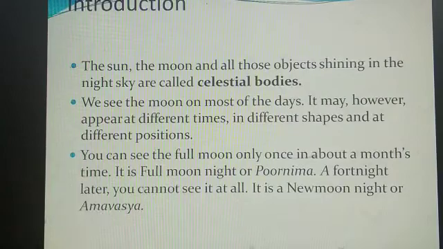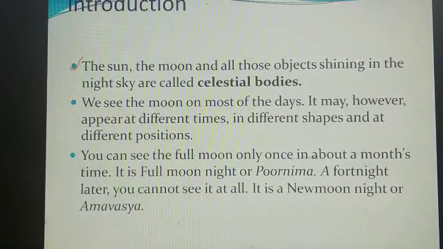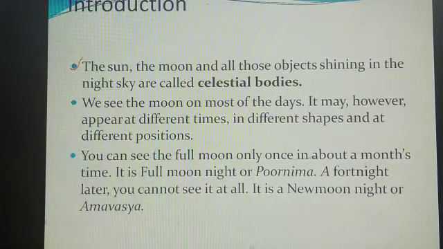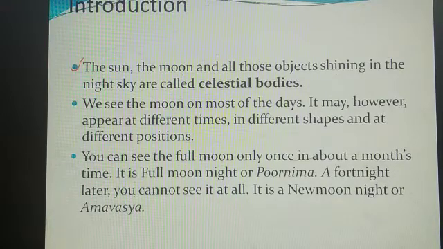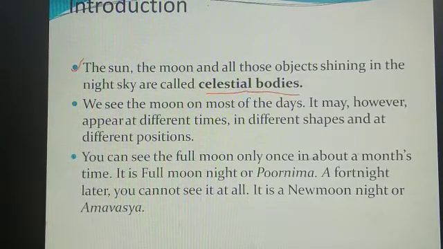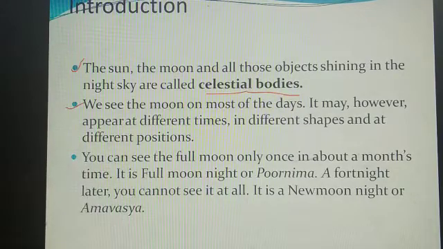First point of the introduction: the sun, the moon and all those objects shining in the night are called the celestial bodies. That means the sun, the moon and all those shining objects, that include the other planets and the stars, they are all called what? Celestial bodies.